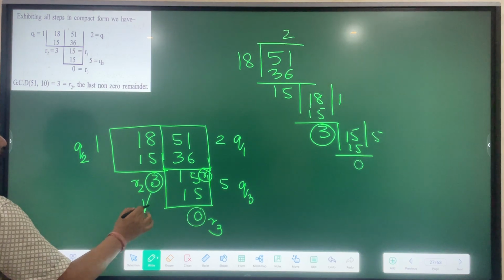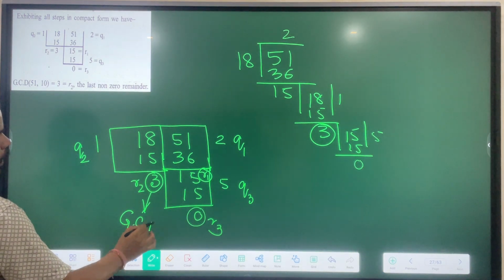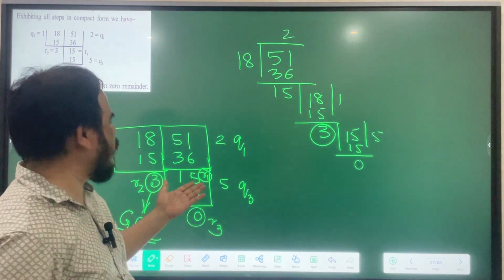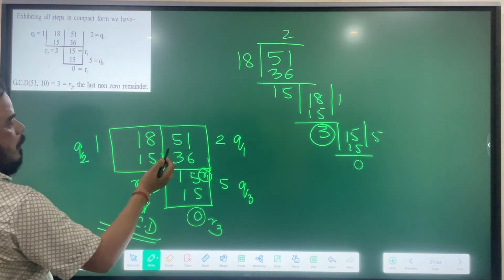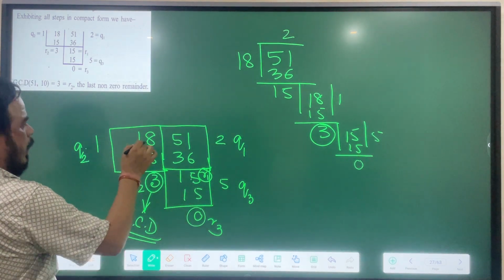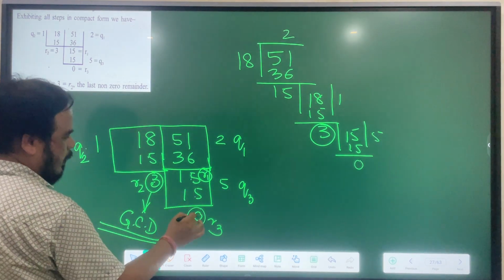So this is the GCD. This method, if you have understood, this one also you understood. No? Let me explain again. 18 2 are 36. Remainder is 15. 15 1 are 15. 18 minus 15 is 3. 3 5 are 15. Finish.